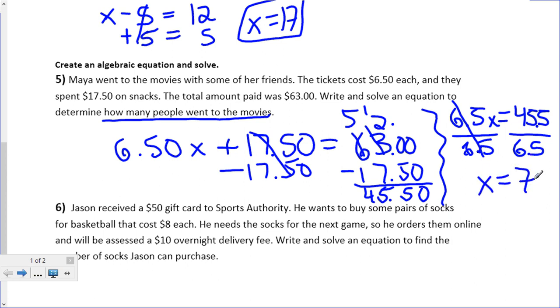So what does that mean in this situation? That means that 7 people went to the movies. So how many people went? 7 people. So always answer in words. So 7 people went to the movies. They each spent $6.50. And then they all together spent $17.50 on snacks. And that should have got us $63 in total spent at the movies.